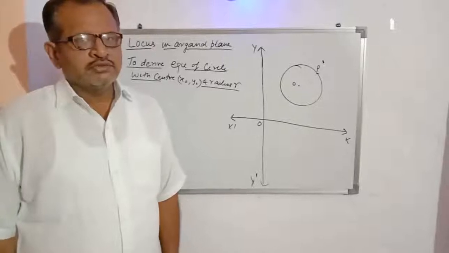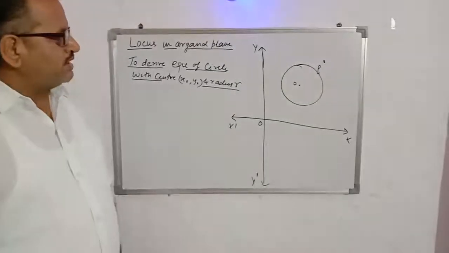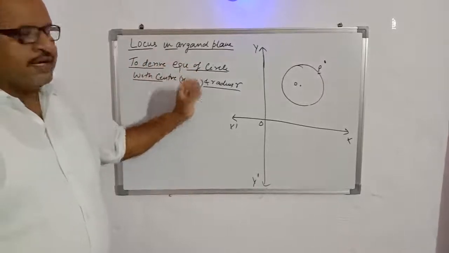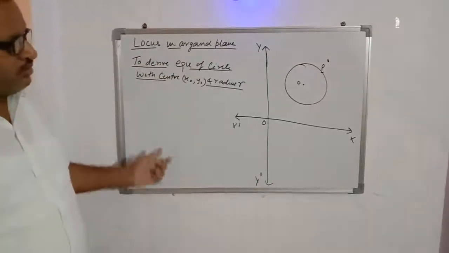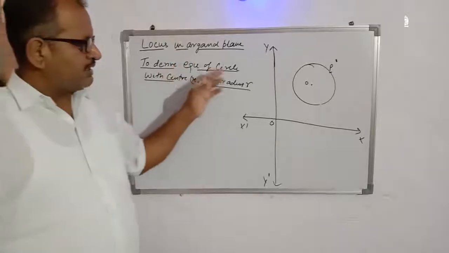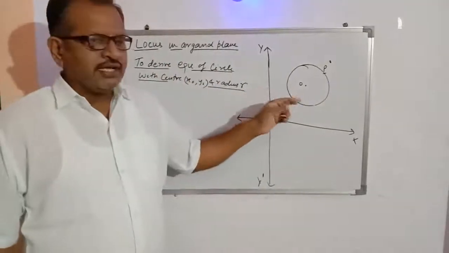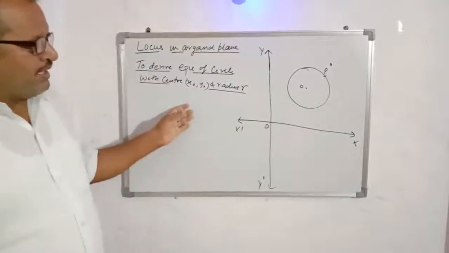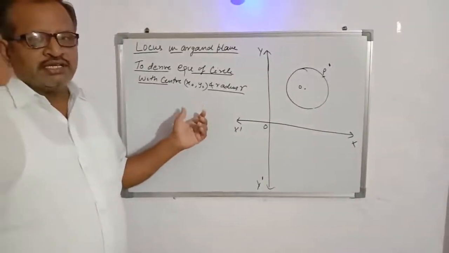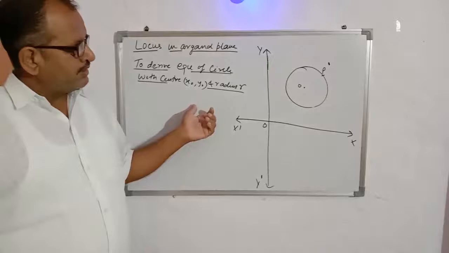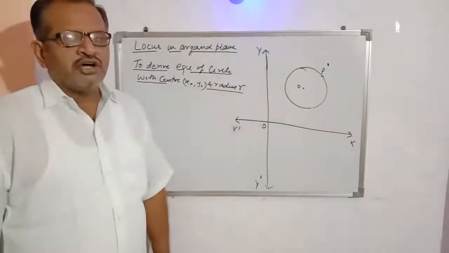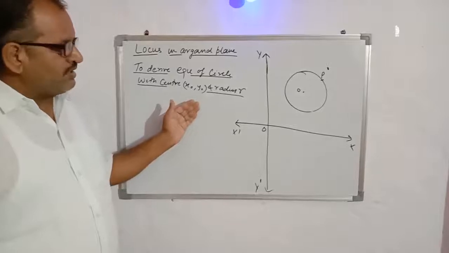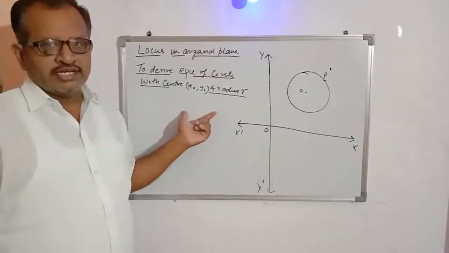Good morning students, today we will discuss the locus of a point in the complex plane, the Argand plane. We know that every complex number can be represented as a point in the Argand plane. So many geometric figures like circles, straight lines, etc. can be represented in the Argand plane. So we will find here how to find the complex equation of the circle.